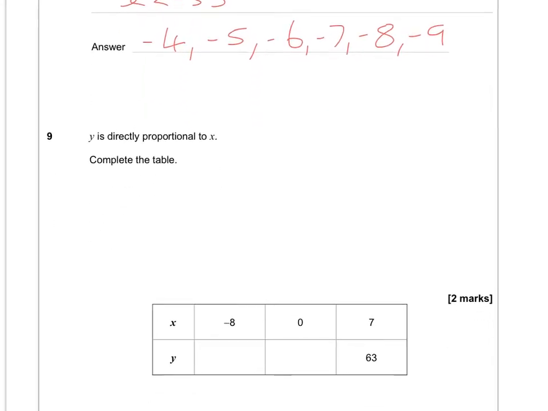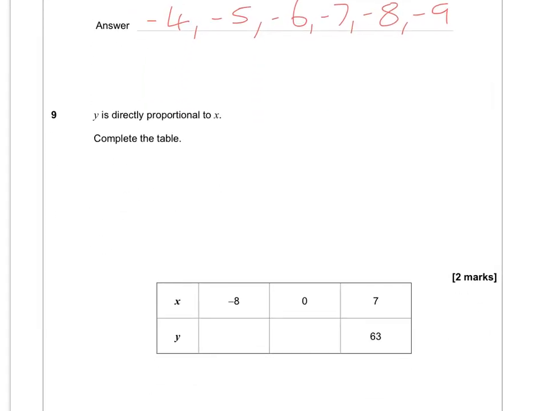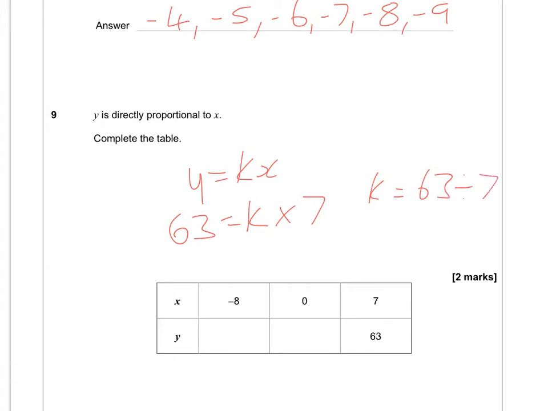Question 9 is just a directly proportional question, and when we're looking at these type of questions we are going to be using y equals kx, so we need to find out what k is. So in the question it tells us that y is 63, we don't know k, and that x is 7, so we're multiplying by 7. So to find out k we need to do k equals 63 divided by 7, which is 9.